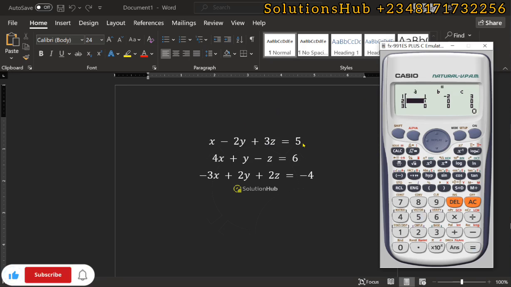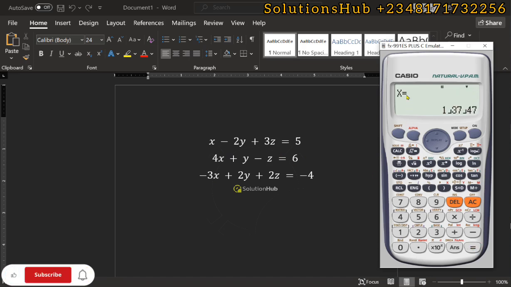Then it takes us to the second equation. The coefficient of x there is 4, so we have 4 there. The coefficient of y here is 1, so we have 1 there. The coefficient of z here is -1, so we have -1 there. And then the constant we have 6, right? Good. So we repeat that for the third equation. -3, 2, 2, and -4, right? So having populated the matrix with the different coefficients, we can just click on equal to.